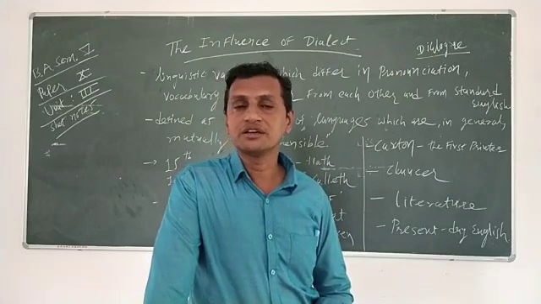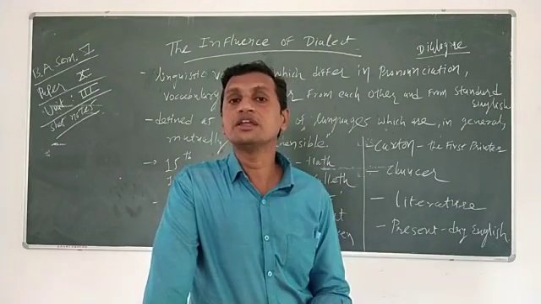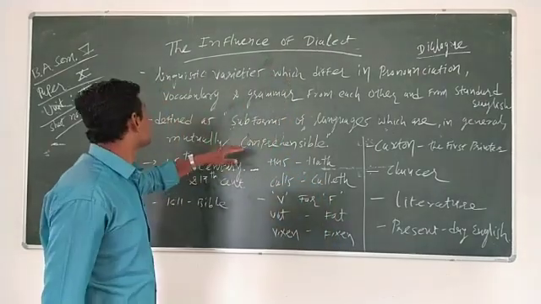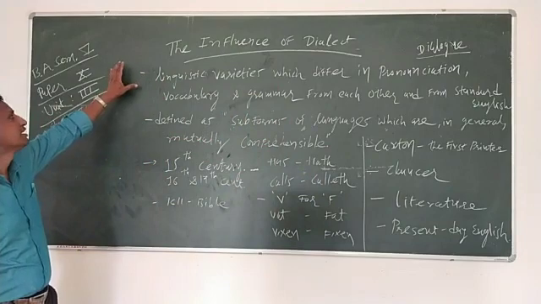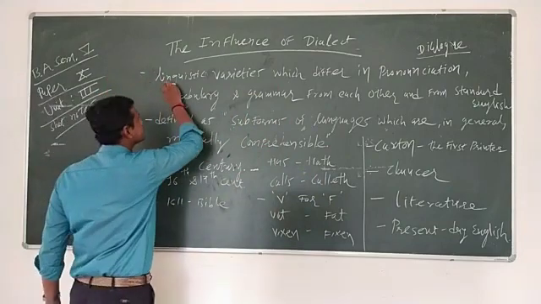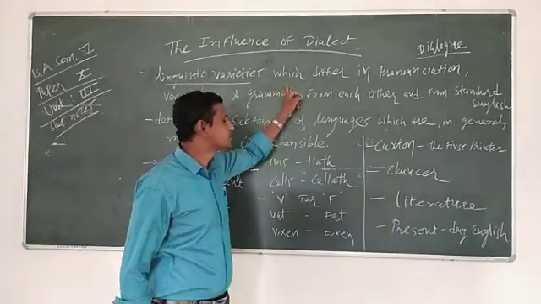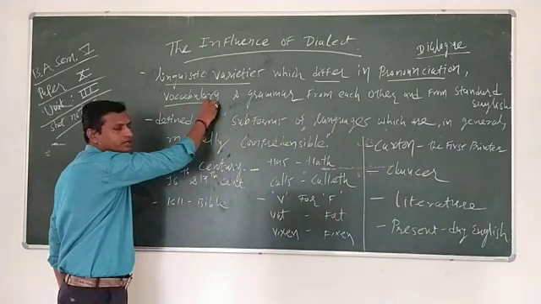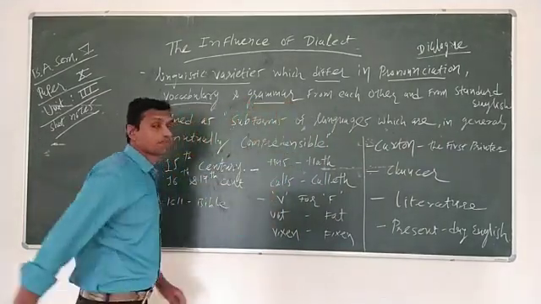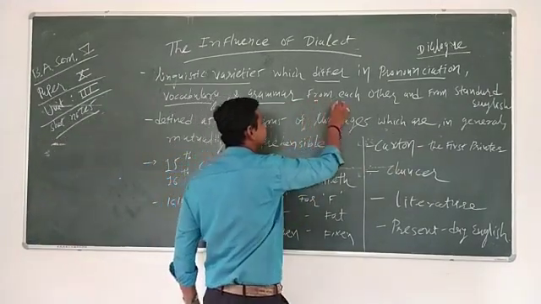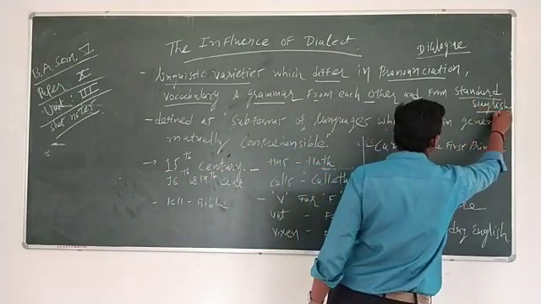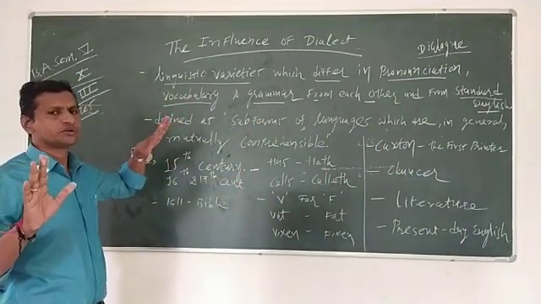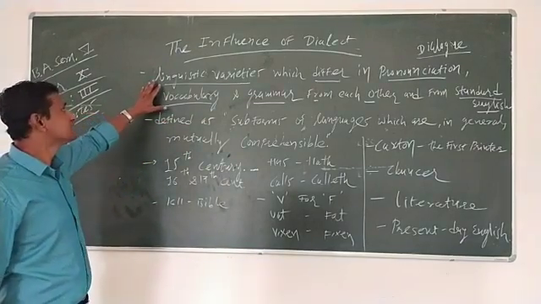Now we can define and try to understand the literary term of dialect. Dialects are linguistic varieties which differ in pronunciation, vocabulary, and grammar from each other or from standard English. Here generally we define them, or a simplified definition for understanding: dialect is the linguistic variety.